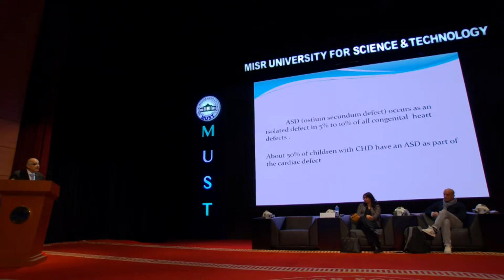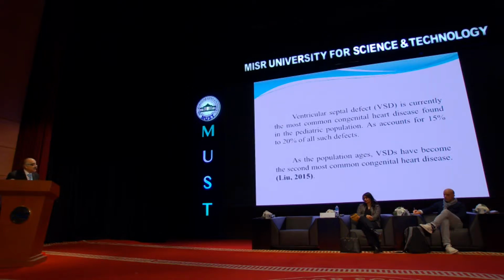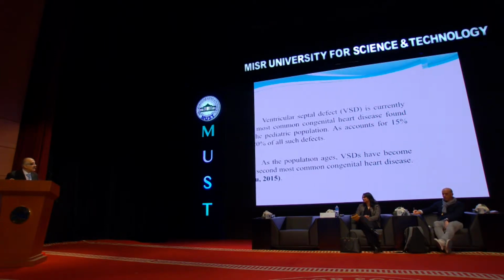The most common is ASD, ostium secundum defect, occurring in 5 to 10% of all congenital heart disease. About 50% of children with congenital heart disease have ASD as part of their cardiac defects. Isolated PDA, patent ductus arteriosus, accounts for 10% of all congenital heart disease. And ventricular septal defect is currently the most common, at 20% of all such defects. As populations age, VSDs have become the second most common congenital heart disease.